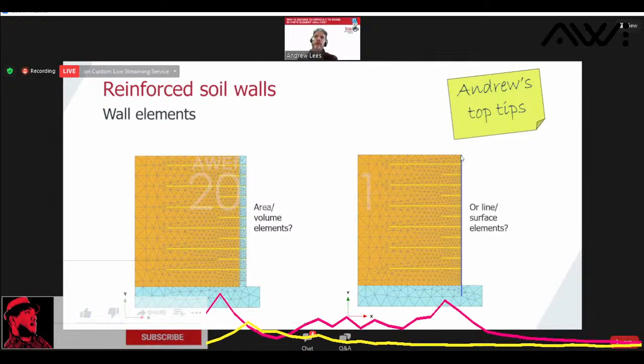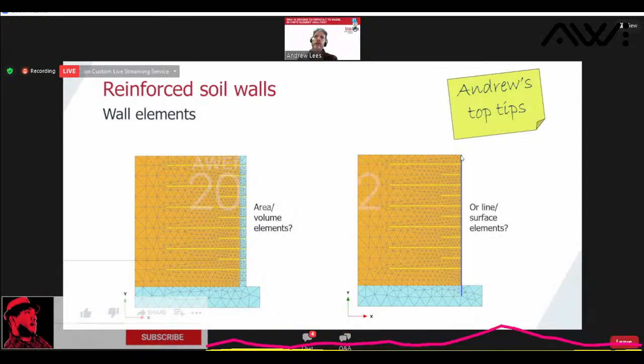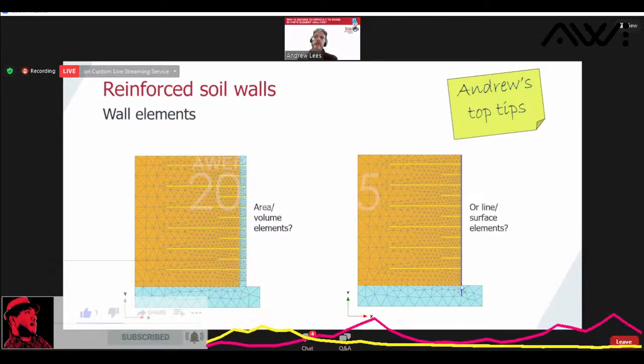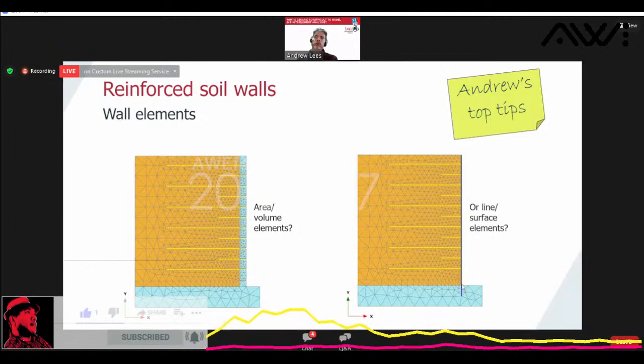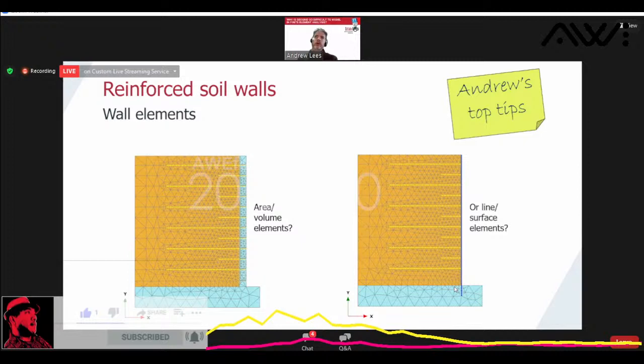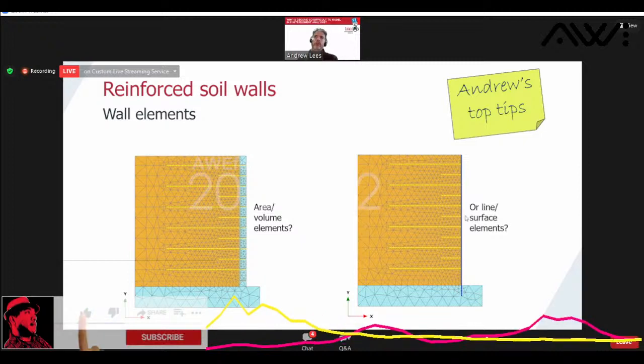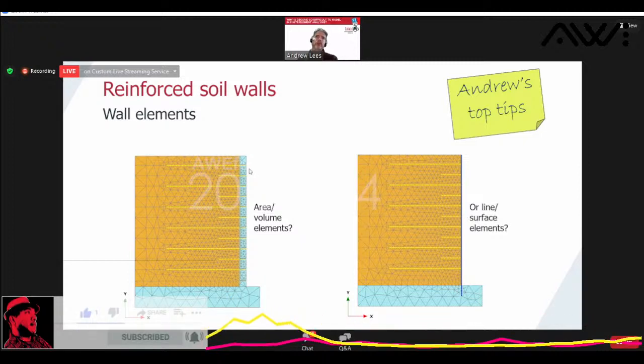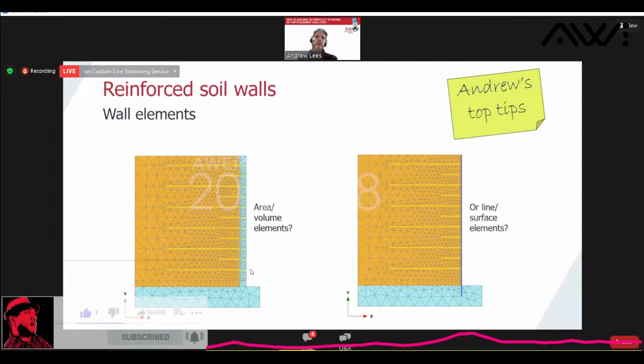I found a good way that's worked sometimes is if you put a hinge just at the base, at the toe of the wall, then that works reasonably well. To be more certain, it's better to use the actual area or volume of the blocks or the panels. It takes longer, of course, but that will be more accurate.